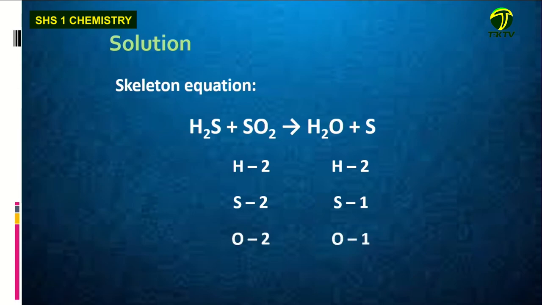When we look at oxygen, we have 2 and 1. So the hydrogen, we say it is balanced, but the sulfur and oxygen are not balanced. And if you look at the equation, you see sulfur stands alone. So it will be appropriate that we balance the oxygen before we come to the sulfur. And how do we balance the oxygen?